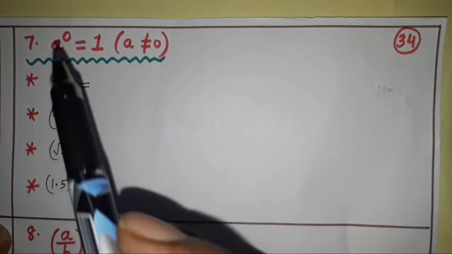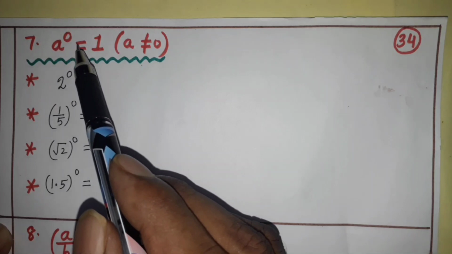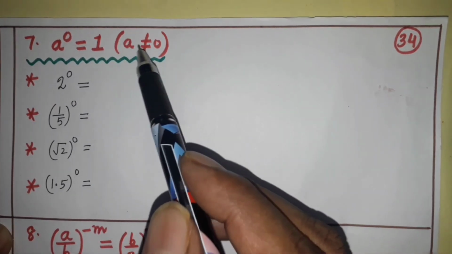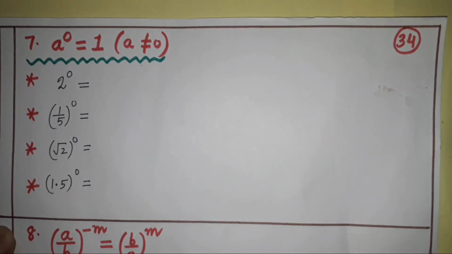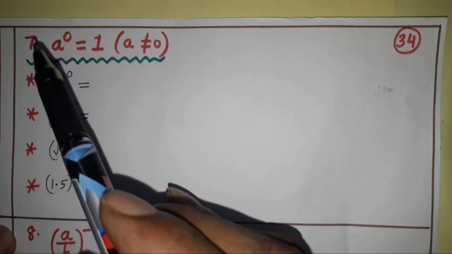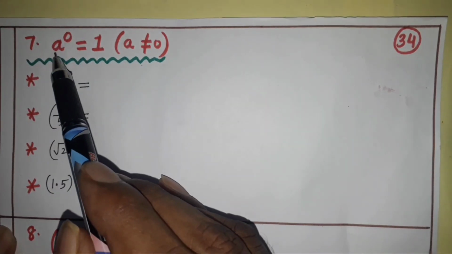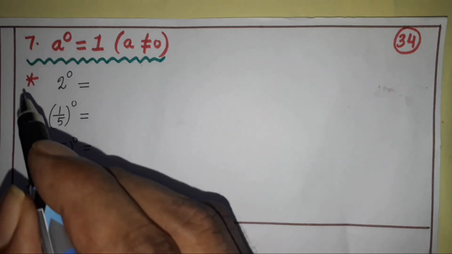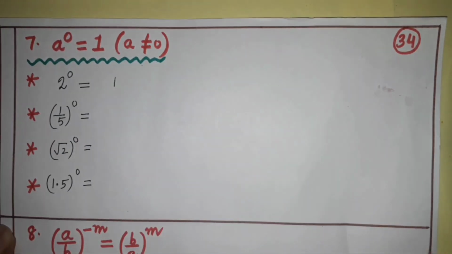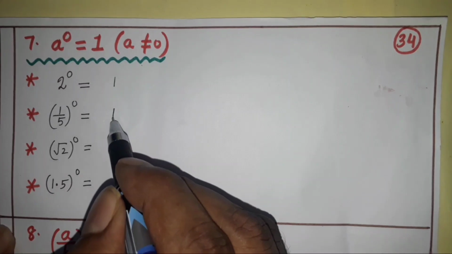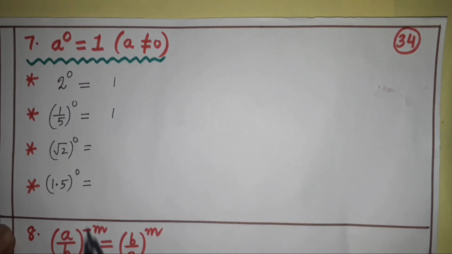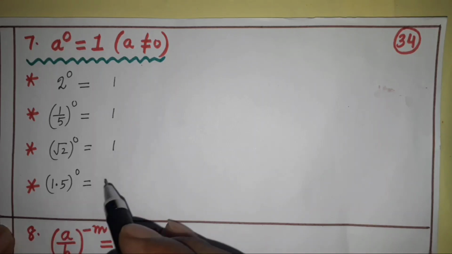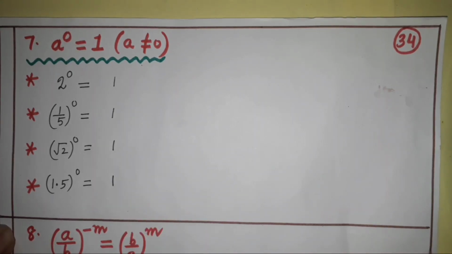Coming to the next law, a to the power of 0 is equal to 1, where a is not equal to 0. That means, except 0, any number to the power 0 is equal to 1. 2 power 0 is 1. (1 by 5) whole to the power of 0 is 1. (Root 2) whole to the power of 0 is 1. (1.5) whole to the power of 0 is 1.